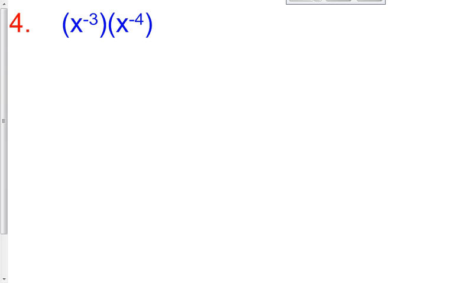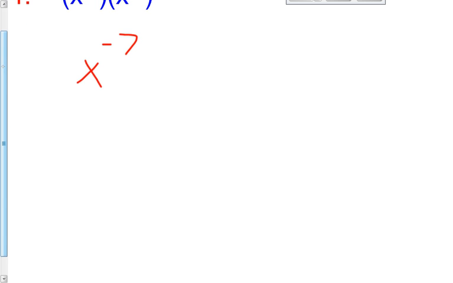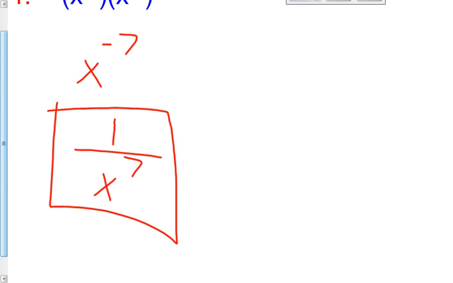When we have multiplication, we add their exponents. Common bases of x and x. If that's the case, all we have to do is add their exponents. So we have x raised to the negative 7th, because a negative 3 plus a negative 4 is a negative 7. And then we learned on the last one that we can never have a negative exponent in our answer. So we're just going to move this to the denominator, making the number 1 in the numerator over x raised to the positive 7th in the denominator. And this is my answer.